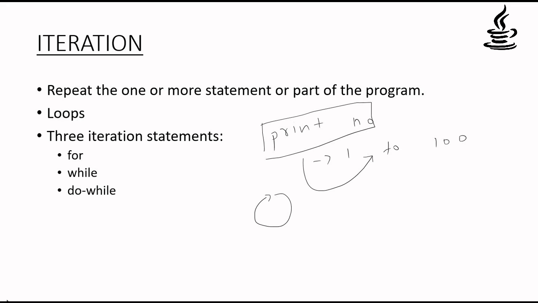Java provides us with three different kinds of iteration statements, the for, while and do-while statements, and we will discuss all of them in their respective sessions.